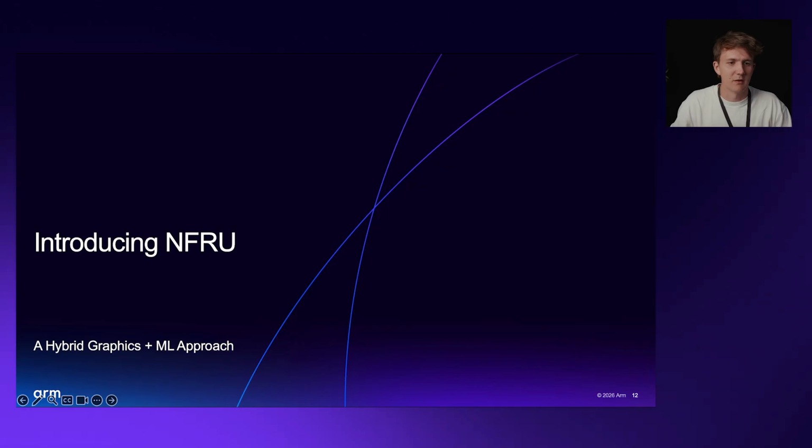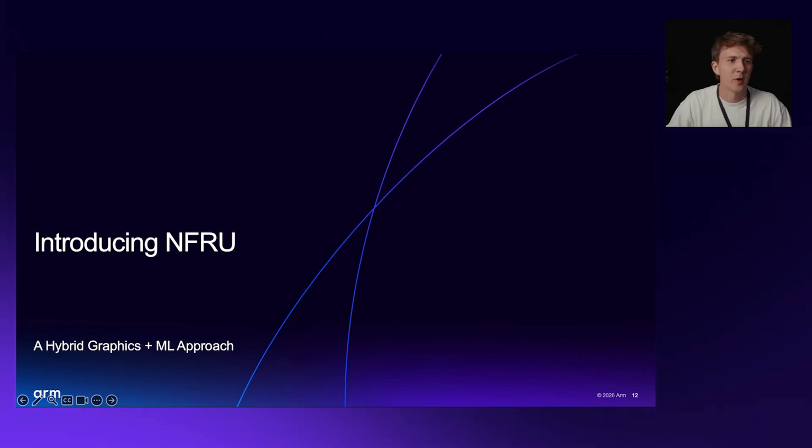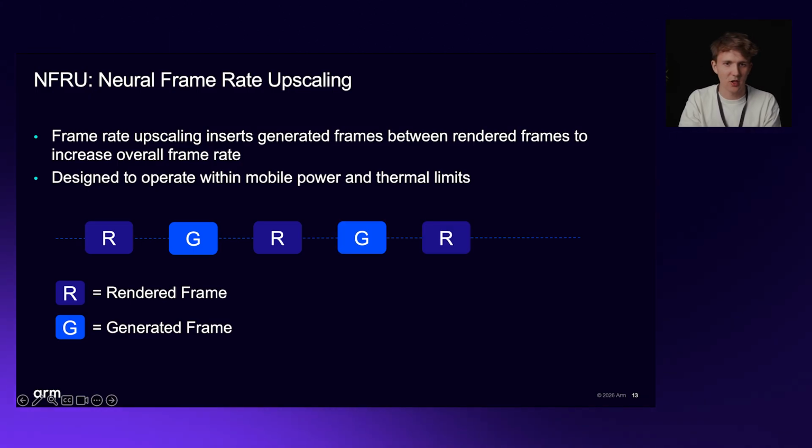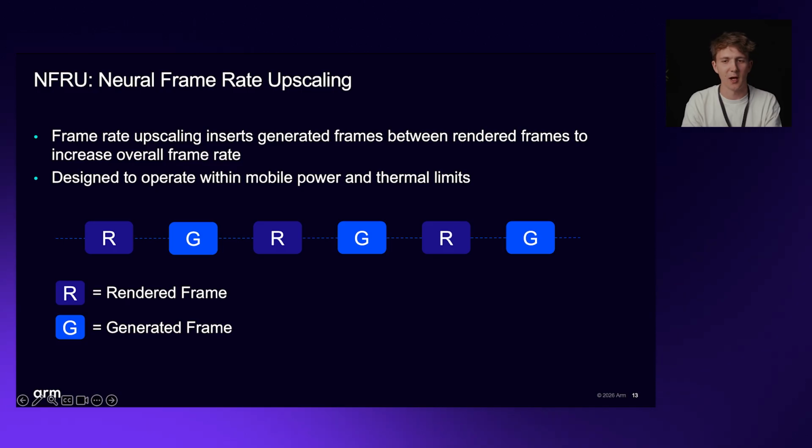So, introducing NFRU. This is the basic idea behind NFRU. We render one frame normally, and then generate the interpolated frame between. And then we repeat, so rendered, generated, and so on. This gives us more frames to be presented to the user and much smoother looking motion. You can do this without fully rendering every displayed frame, and instead pay the lower cost of frame generation instead of the more expensive full render.